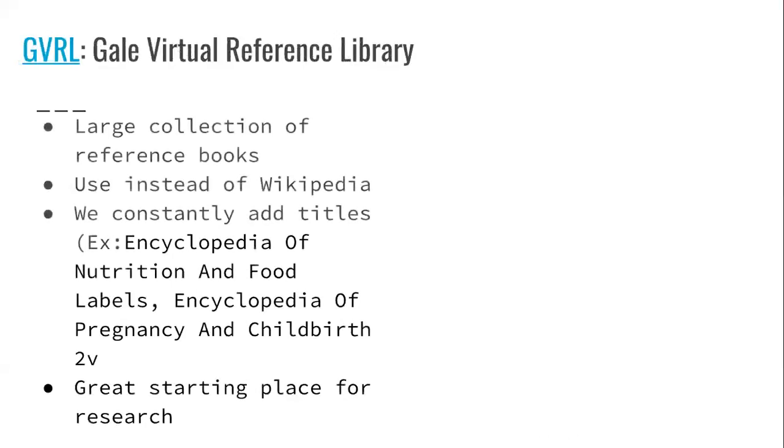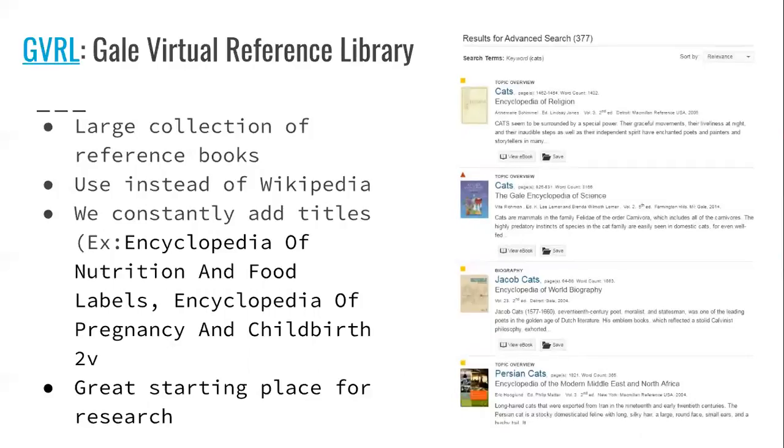So the first one that I want to show you is called Gale Virtual Reference Library, and it is a large collection of reference books. So it's a good alternative to Wikipedia. And we're constantly adding and building our collection. So for example, we added recently the Encyclopedia of Nutrition and Food Labels, a 2-volume set, the Encyclopedia of Pregnancy and Childbirth. And it's a good place for students to start their research, especially if they don't have background knowledge about a certain subject.